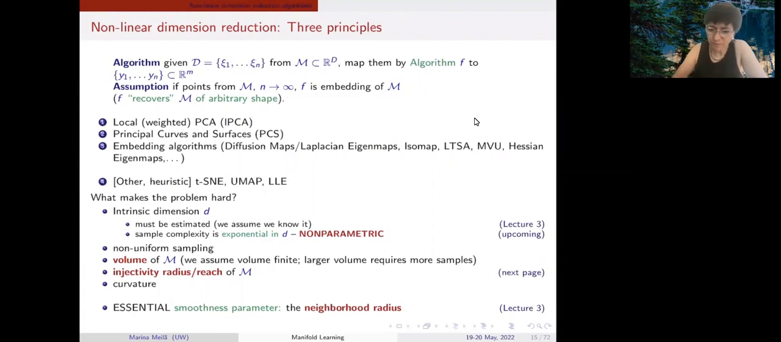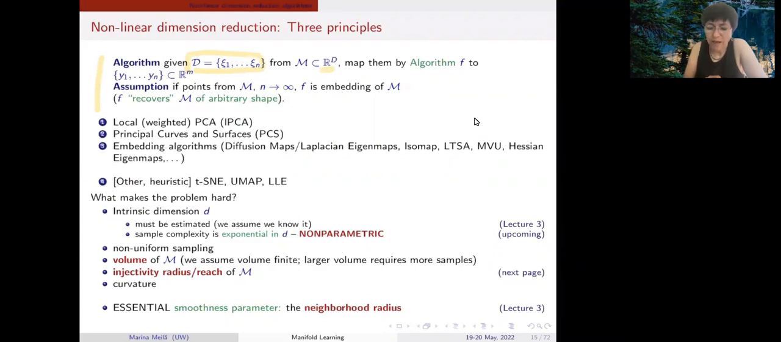Let's look at this part. What is it that a manifold learning algorithm does? Before, we talked about mathematical objects like manifolds and tangent spaces. Now we have data. These are points that are d-dimensional, but we assume they are from a manifold that is lower dimensional.